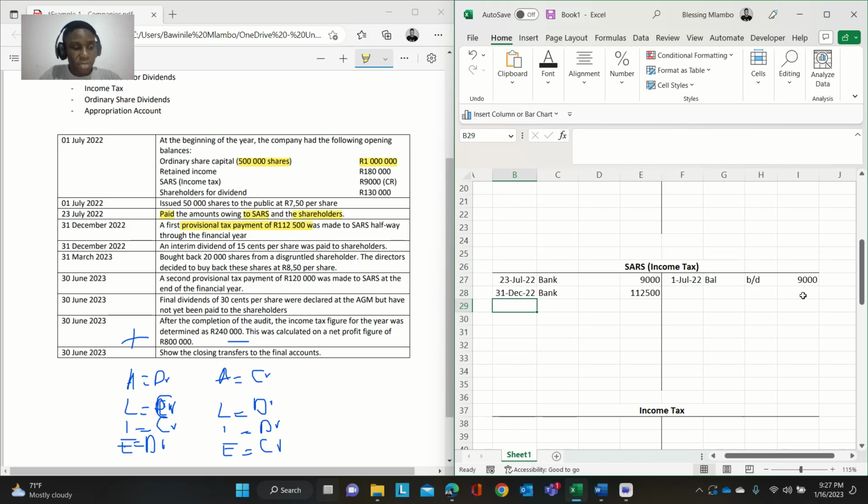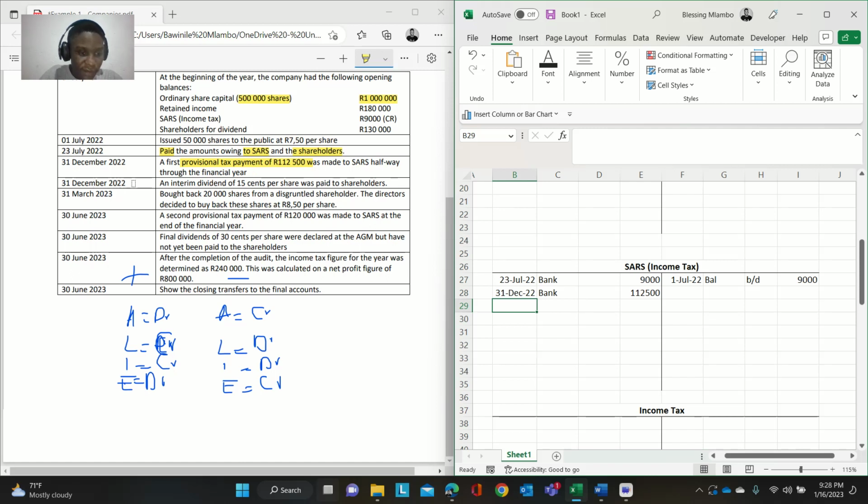But for now, the business will make provisional payments, and these provisional payments go to the debit side of the SARS income tax, because we're decreasing this future income tax liability, even though we haven't recorded it yet. I hope that makes sense.